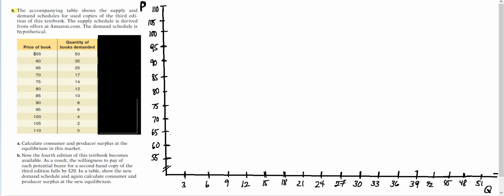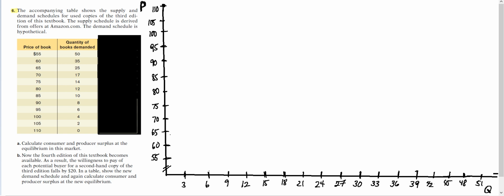Now, the way that the table is set up is a little backwards for our plotting. I think it's more intuitive to start with the quantity at lower levels. So I'm going to start with the bottom of this table, where I have 0, nobody buying the book at the price of $110. So I'm going to start plotting: 0 at 110, and then I have 2 consumers at the price of 105.